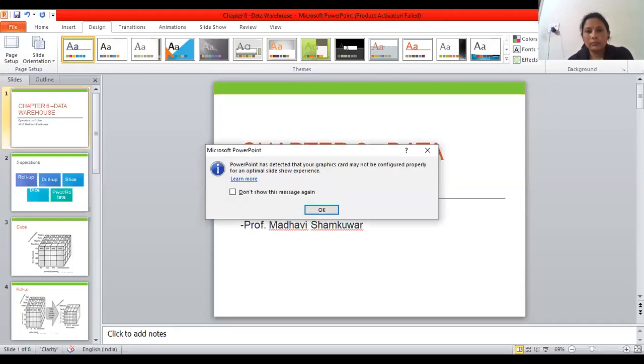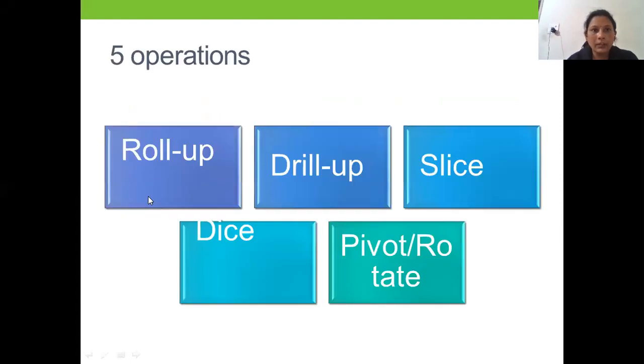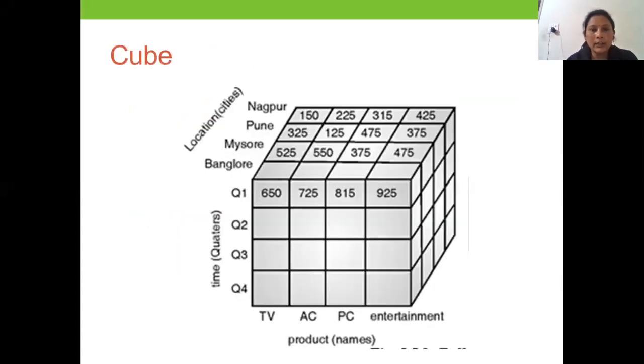So this is today's topic. Chapter 6, data warehouse, and this is the topic which we are going to see. These are the 5 operations which we can perform on the data cube. Let us first try to understand what a data cube actually is.